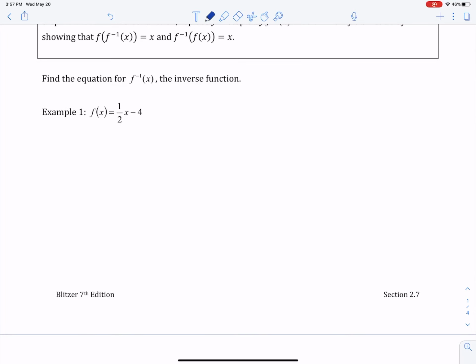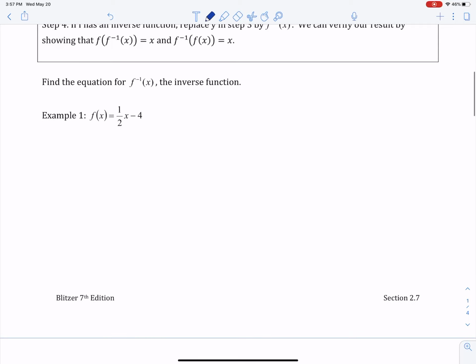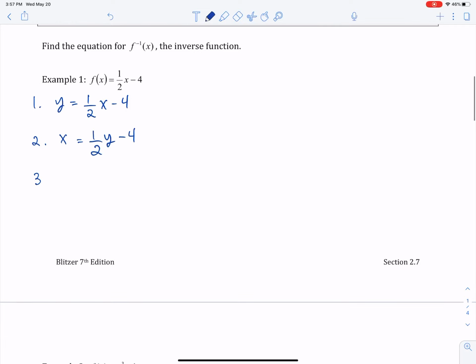We're going to give an example. Example 1, f of x is 1/2 x minus 4. So step 1, instead of f of x, we put y is equal to 1/2 x minus 4. On step 2, instead of y, we're going to put x, and instead of x, we're going to put y.